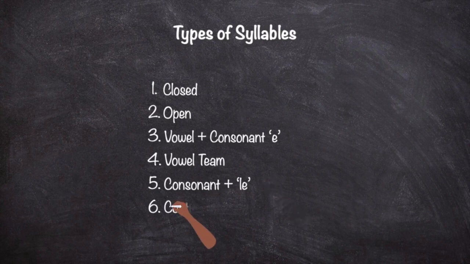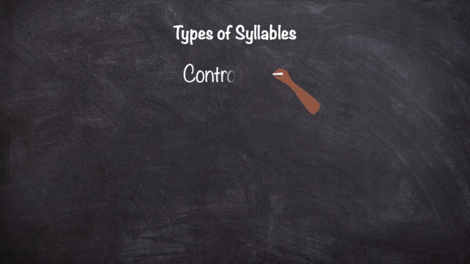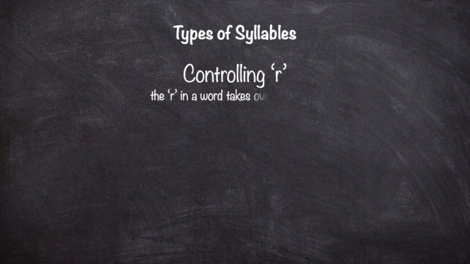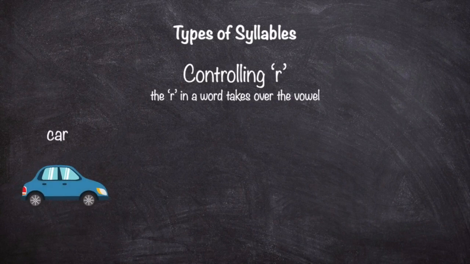The last type of syllable is the controlling R syllable. Now, I'm going to slow down a bit on this one because there are 5 different types of controlling R syllable words. The first one we're going to do is AR, as in car or farm.